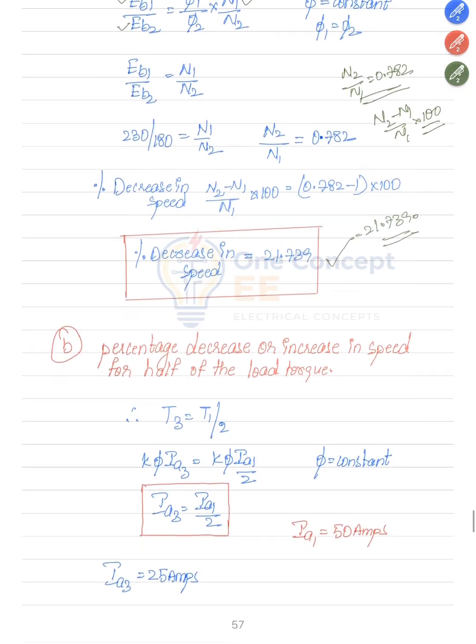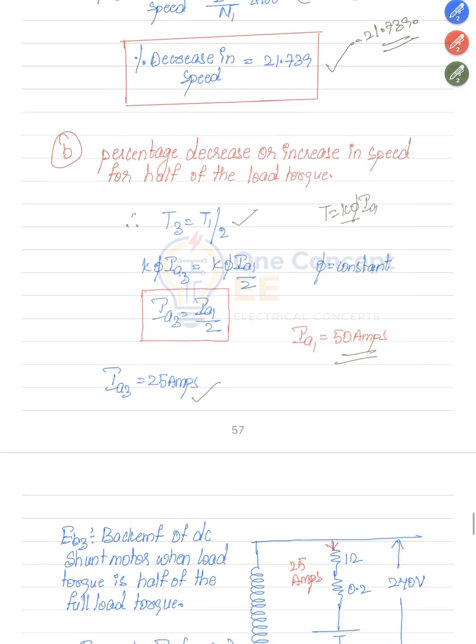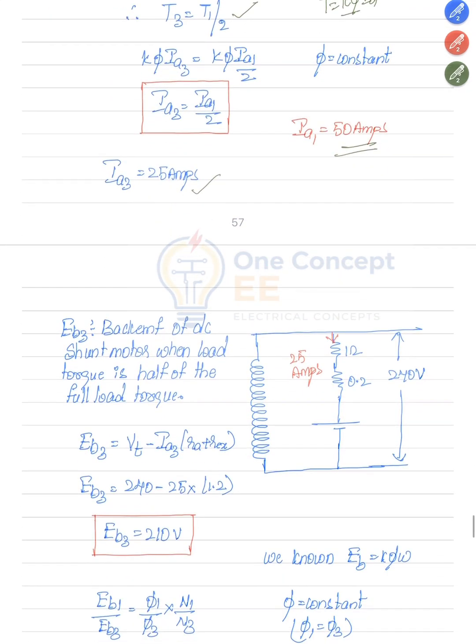Now, in the second condition, they have given that the load torque is half of its full load torque, meaning T3 equal to T1 by 2. We already know torque equal to K into phi into Ia, flux is constant, K is constant. By substituting in this formula, Ia3 equal to Ia1 by 2. Ia1 is 50 amps. Means in this condition the armature current will be 25 amps. By this, Eb3, the back EMF of the DC shunt motor, is 210 volts.